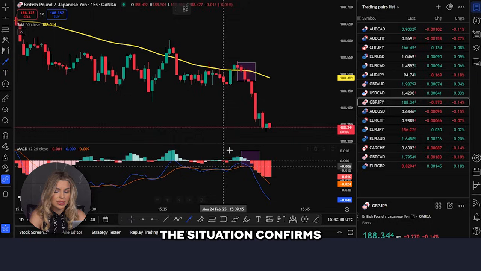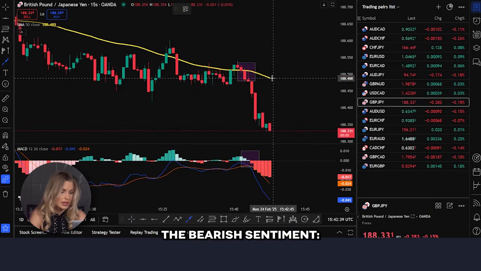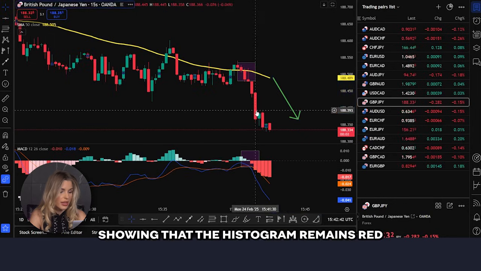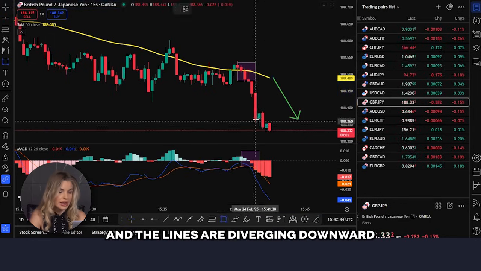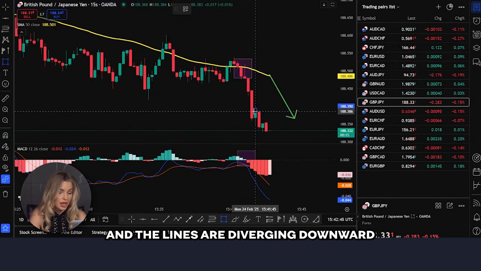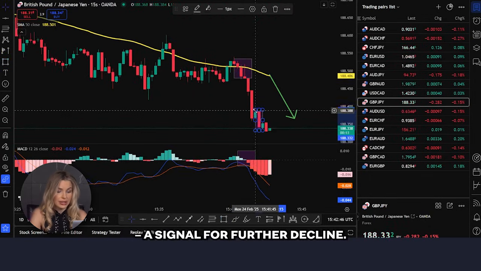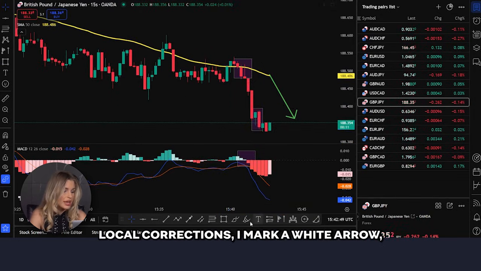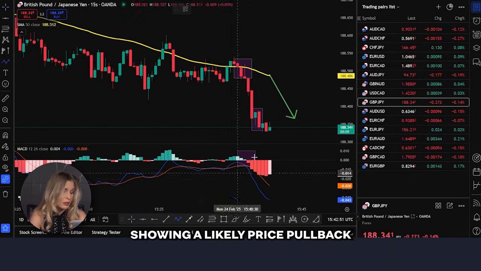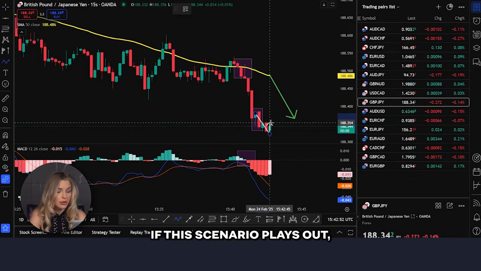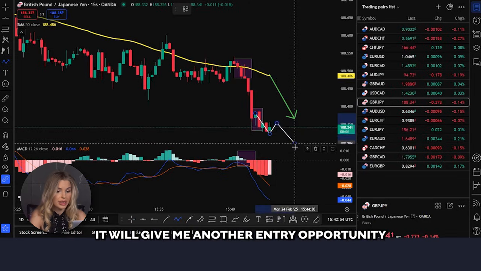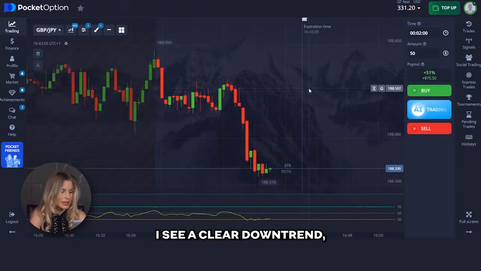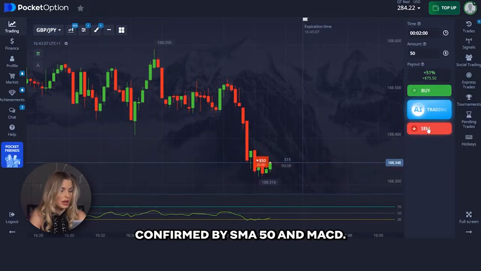On MACD, the situation confirmed the bearish sentiment. I highlight a blue rectangle, showing that the histogram remains red and the lines are diverging downward, a signal for further decline. To account for possible local correction, I mark a white arrow, showing a likely price pullback before another drop. If this scenario plays out, it will give me another entry opportunity for a sell trade at a better price. I see a clear downtrend, confirmed by SMA 50 and MACD.